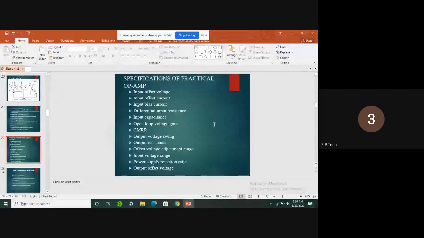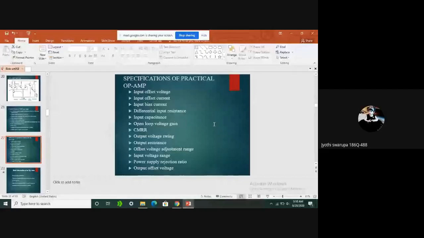If you see, I already told you input offset voltage. So what is the input offset voltage? This is the minimum voltage at the input terminal we need to apply so that the output of the operational amplifier should be 0. Is that clear, all of you?